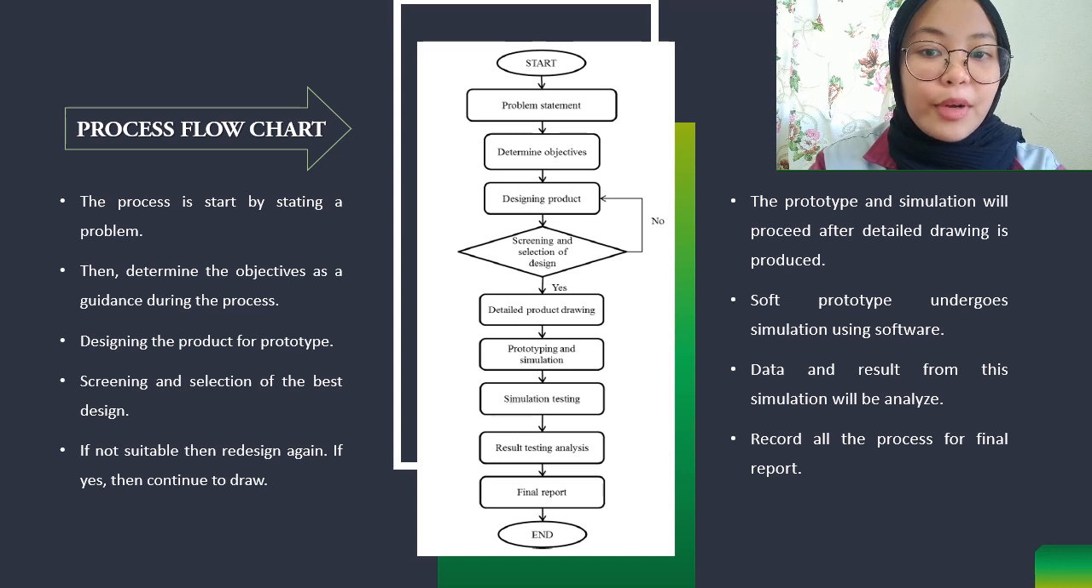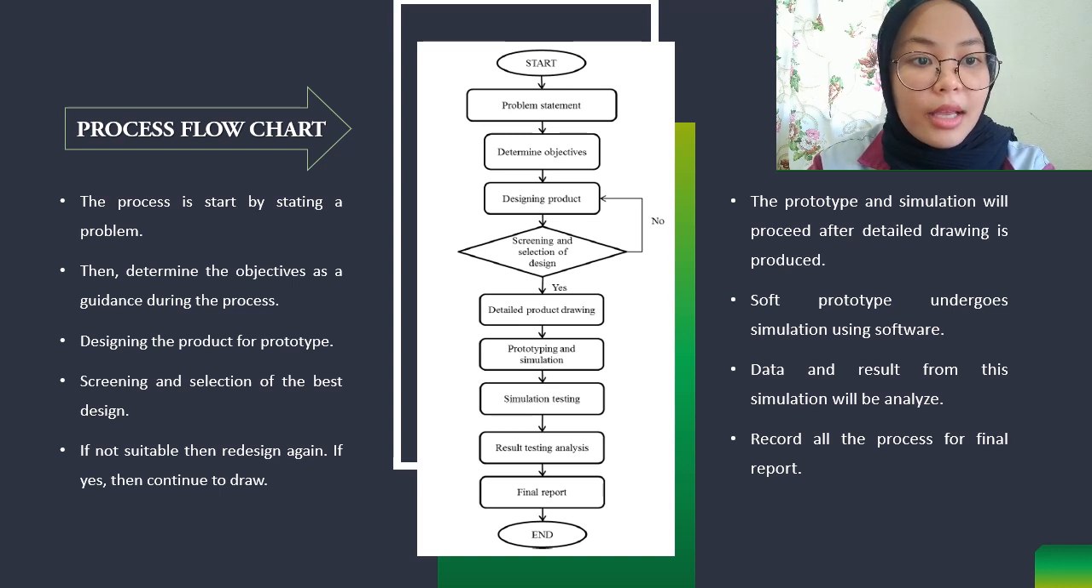This slide shows the process flowchart of our project. Firstly, the process starts by stating a problem that is faced daily by plumbers while cutting tape. Then, we determine the objective as a guidance throughout the process. After that, we continue with designing the most suitable design for the prototype. All the designs then undergo a screening process to select the best design. The designs are ranked based on their score by referring to certain aspects and categories.